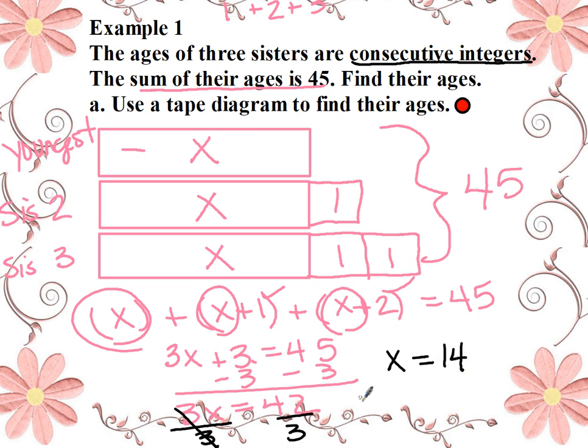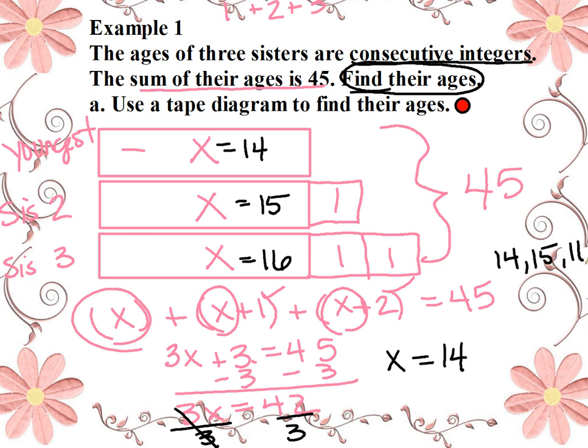That doesn't tell me all of them. Look at it, find their ages. There's more. How many are there? There are 3 sisters, so this one is 14. How old is this girl then? Yeah, she's 15, and this girl is 16. So your answers should be 14, 15, and 16.